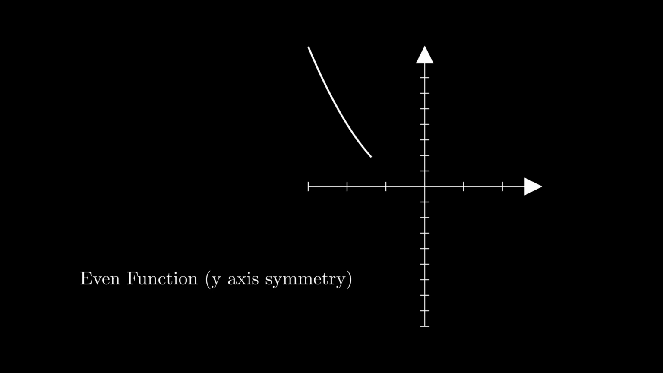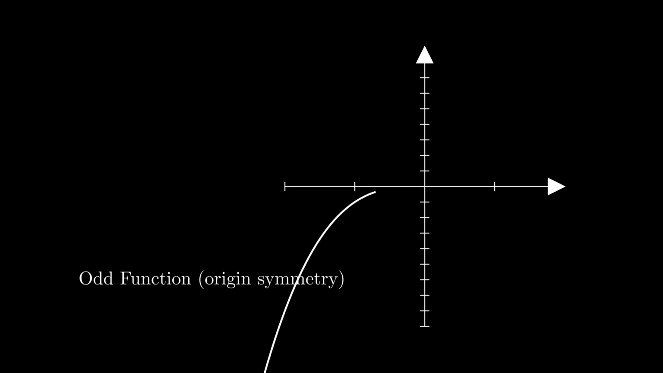So to sum up, the even functions are symmetric about the y-axis and the odd functions are symmetric about the origin.